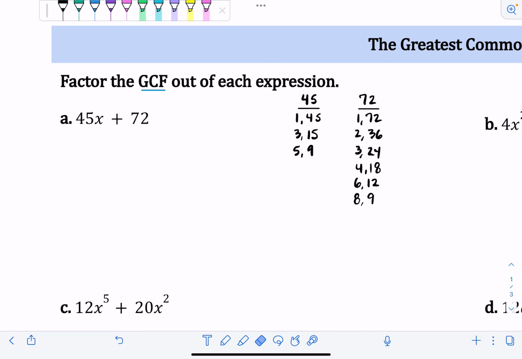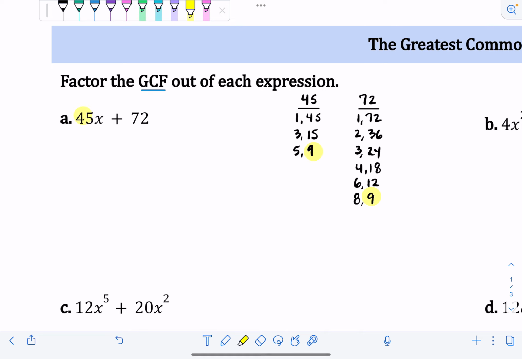You just have to look at which one is the greatest common one between the two. So I'm going to start with the highest factors of 45 and see if they're also factors of 72. The biggest factor of 45 is 45, but that's not a factor of 72, so they don't have it in common. The next biggest one is 15, but that's not a factor of 72 either. And then the next one is 9, and 72 has a 9. So those must be the greatest ones they have in common, so our greatest common factor is 9.